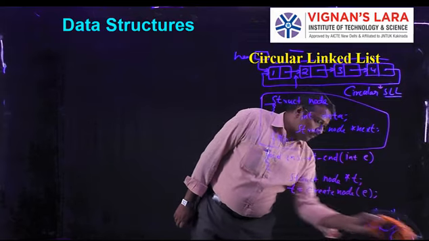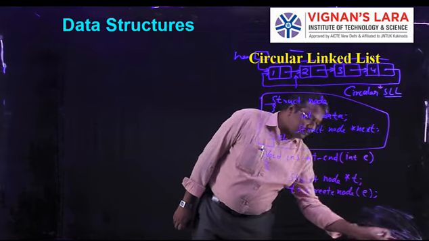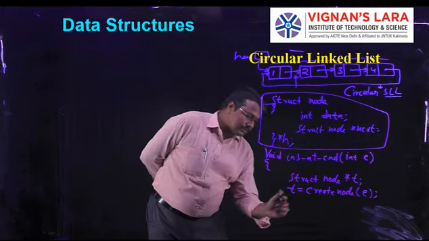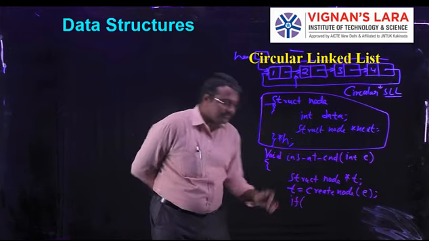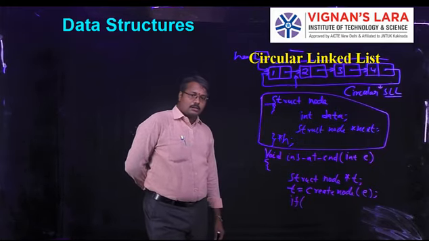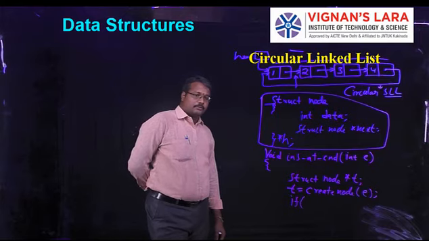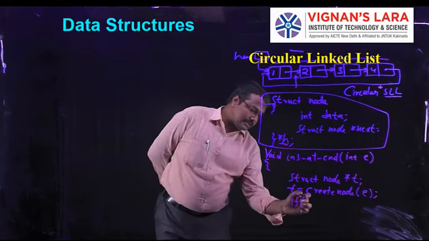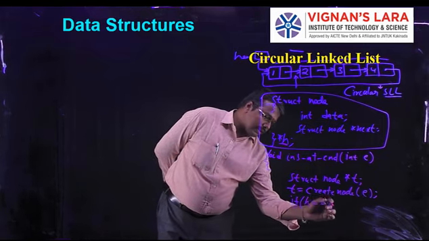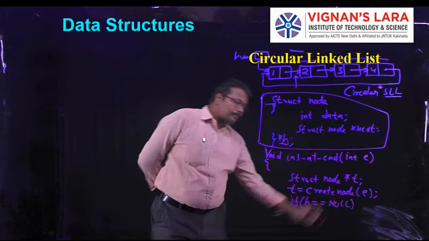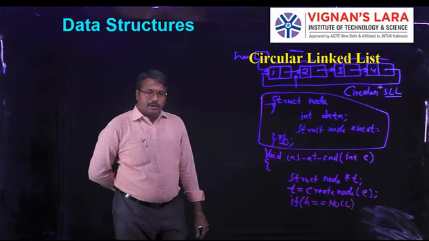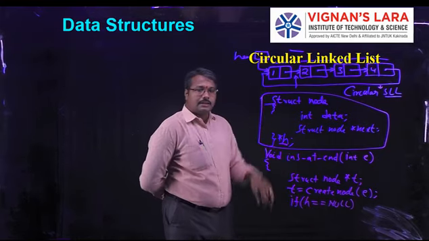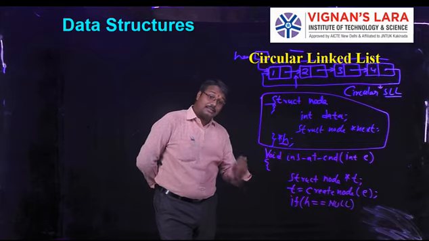So after that, what we have to do? In the insert at end case, first we know the general case. The general case is the header pointing to null, which specifies the end of the list. So that's why I am checking the first case. If header is pointing to null, what does it mean? Empty linked list. Empty linked list means that is the first node, that is the last node also.